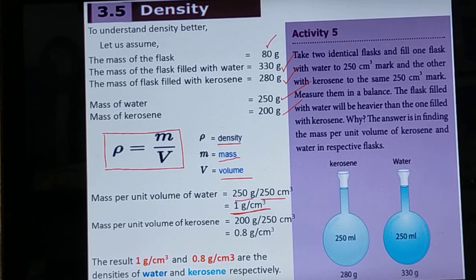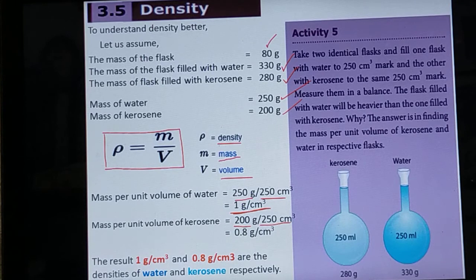But for kerosene, mass per unit volume is 200 gram divided by 250 ml. In the same container only we have taken, no? The same 250 ml flask. So the density of kerosene, simplifying 200 by 250, is 0.8 gram per ml, that is centimeter cube. So kerosene has a lesser density than water.